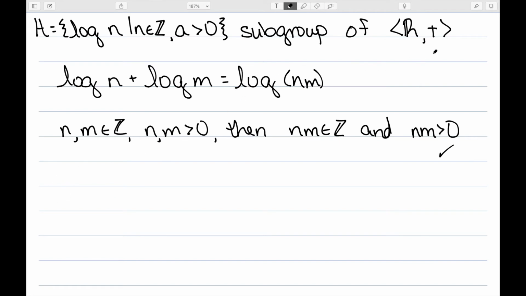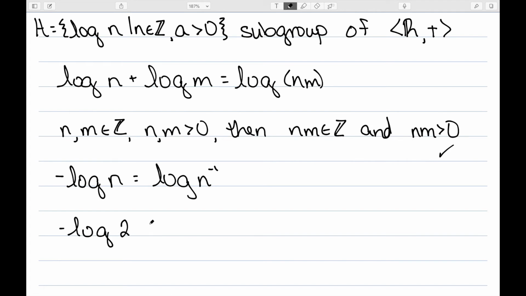Since we're looking at our subgroup under addition, we need to look for negatives for inverses. So now I want log of, or negative log of n. That's log of n to the minus 1, but we have an issue. For instance, if I want to look at log of 2, which is perfectly fine, the negative would then be log of 1/2. And this half right here is no longer an integer, so we're no longer in H. So this does not belong to H. So this is not a subgroup.